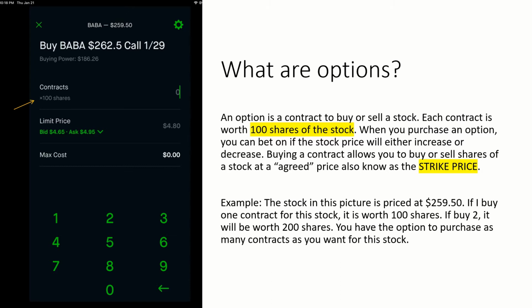So when you purchase an option, you can bet on if the stock price will either increase or decrease. Okay, and buying contracts allow you to buy or sell shares of a stock at an agreed price, also known as the strike price. And we'll go over that soon.